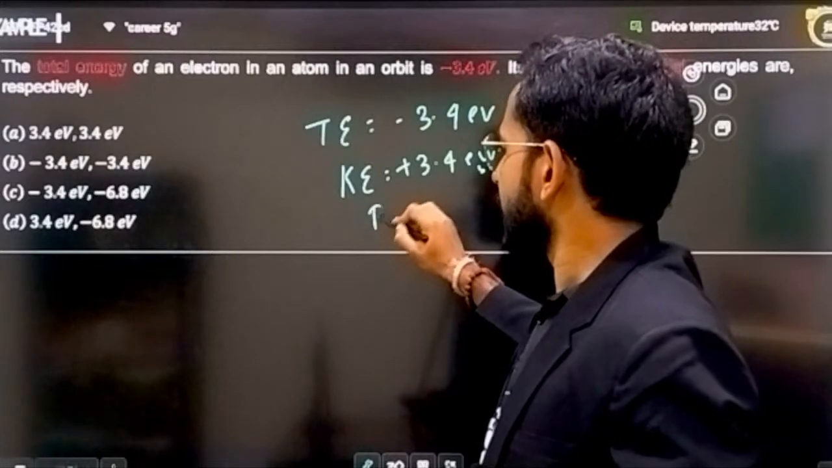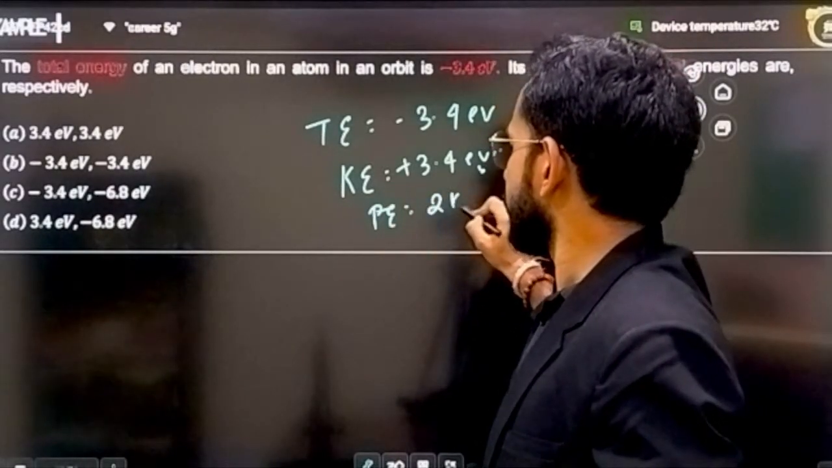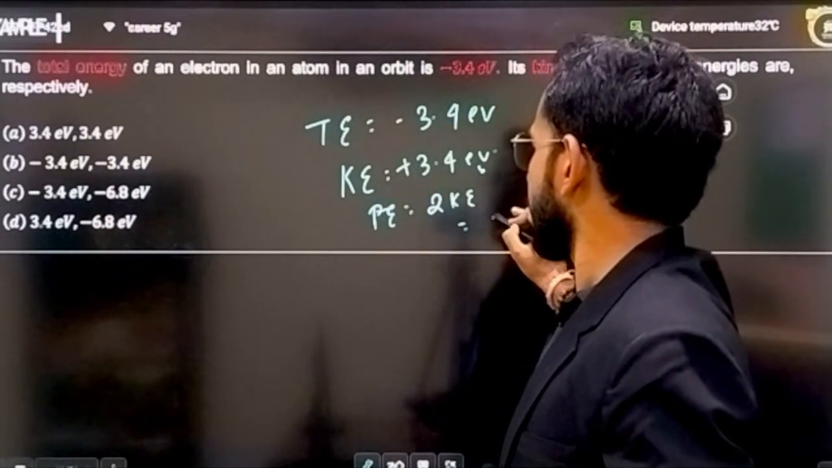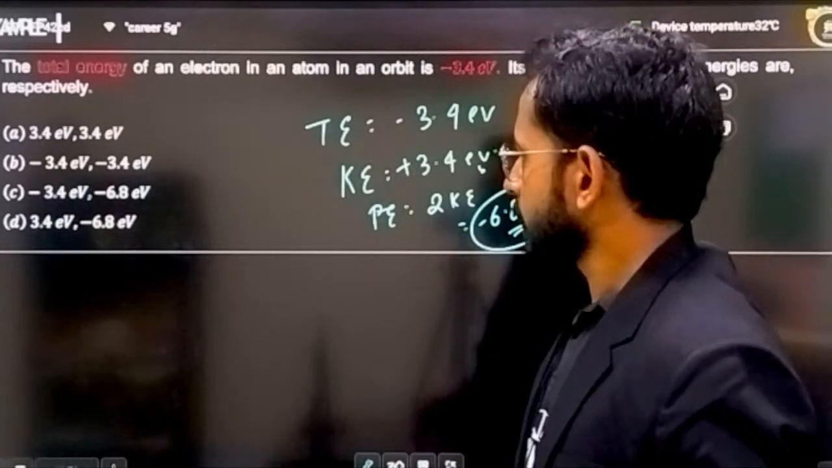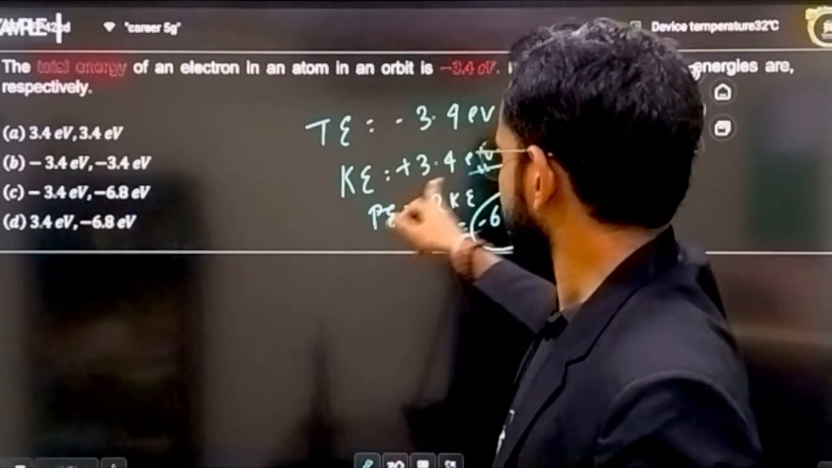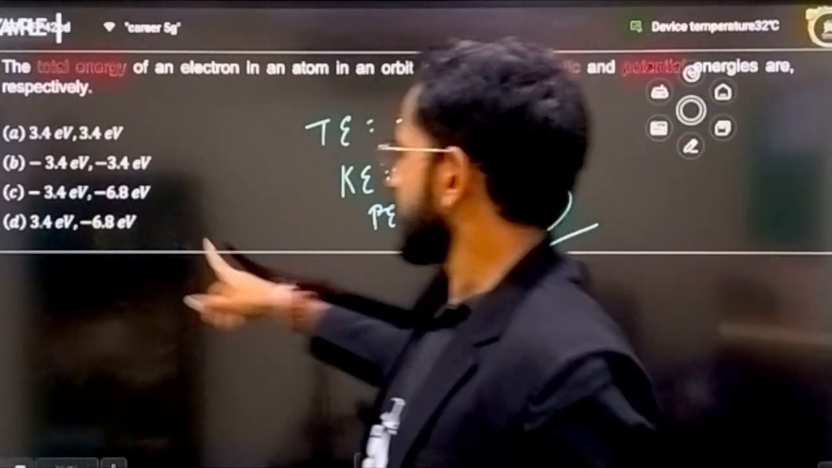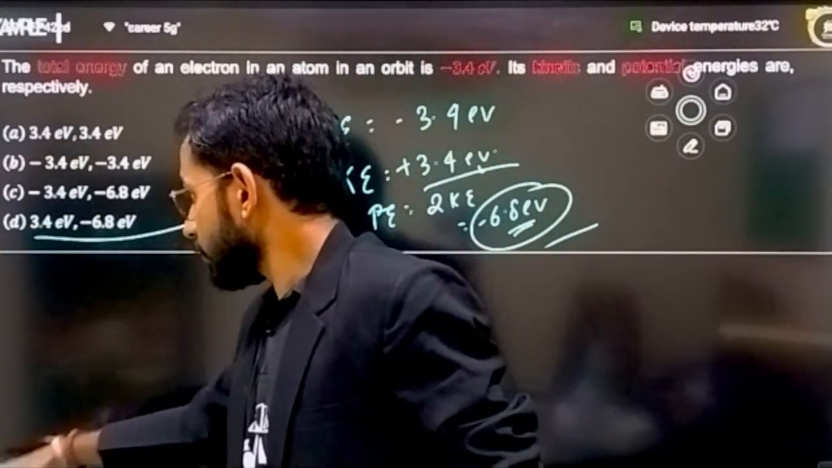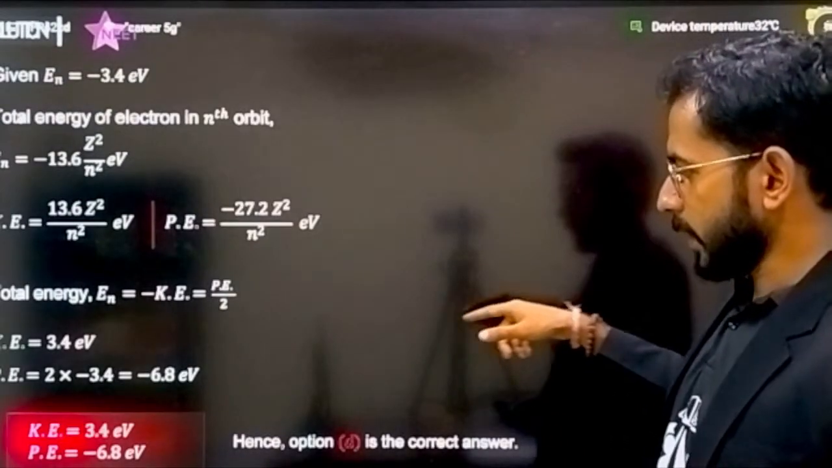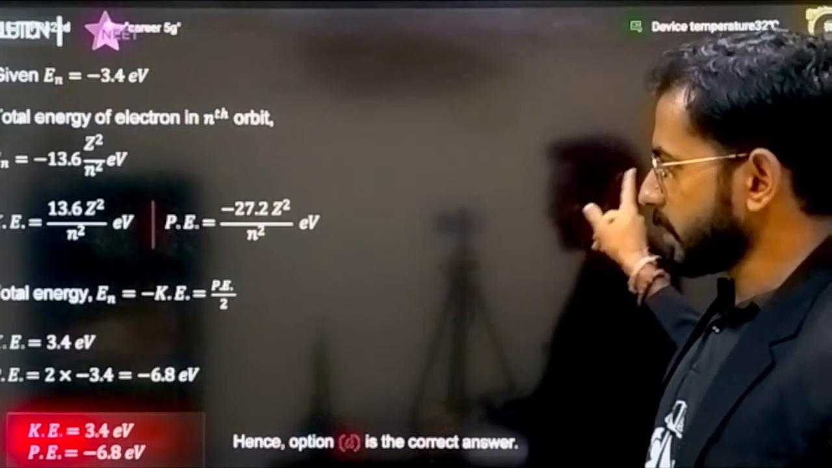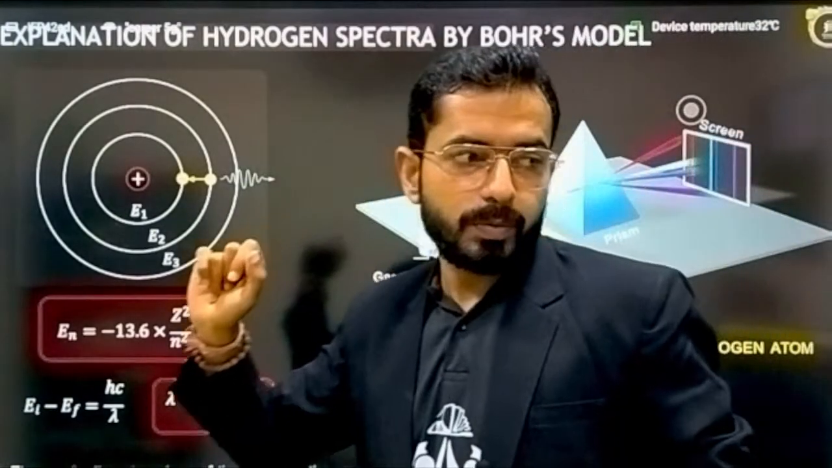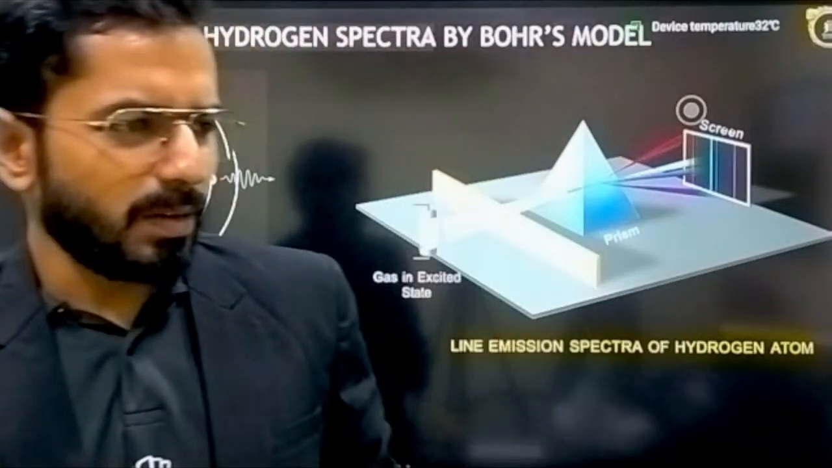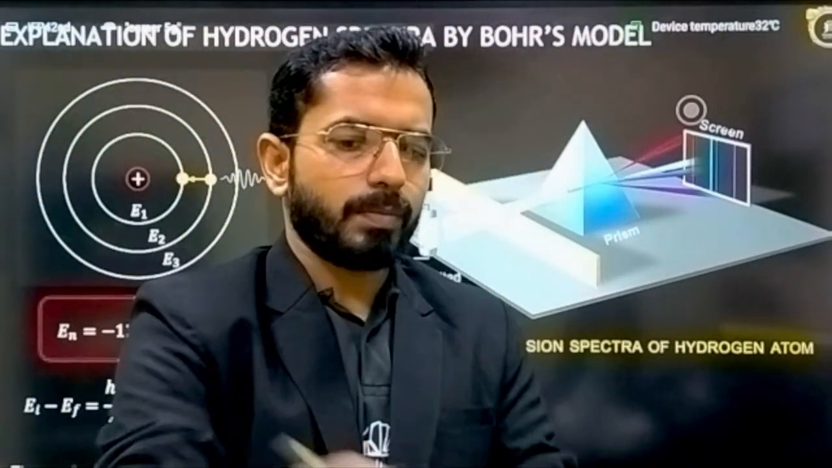That is done. Potential energy is what? Potential energy is 2 times kinetic energy, so just multiply it. It will become 6.8 electron volt but with a negative sign. Check which option is coming correct: 3.4 and minus 6.8. I guess option D should be correct. Option D is correct. Is it clear? Otherwise you would be solving that much and finally somewhere getting your result. So it's a relatively much better method.